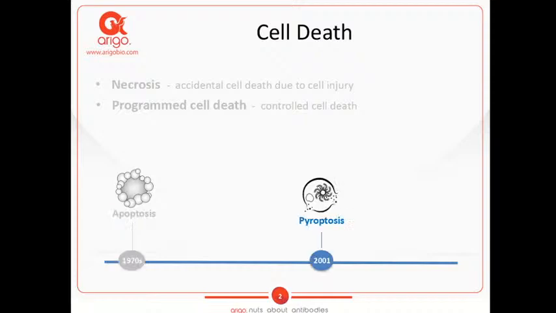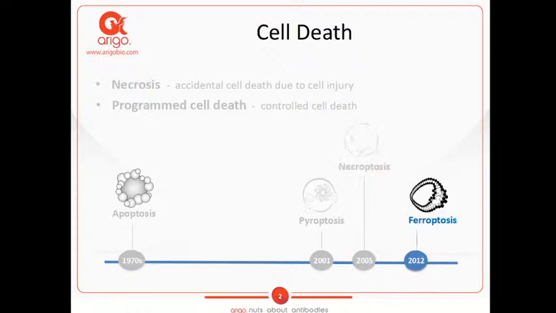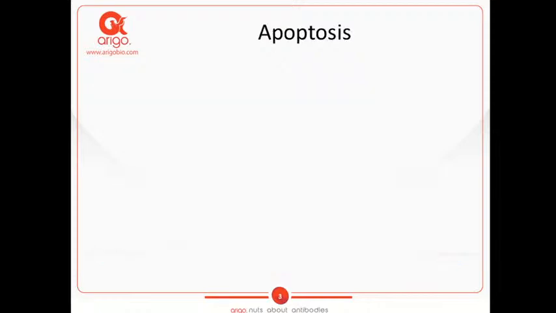In 2001, a new type of cell death was found. That is Ferroptosis. And in 2005, Necroptosis was found. More recently, Ferroptosis was found in 2012. All these are different types of cell death. Let me talk more about apoptosis.